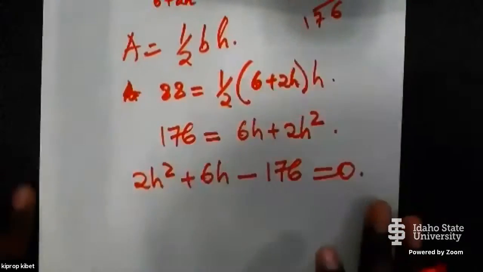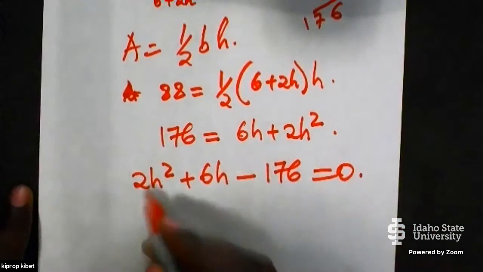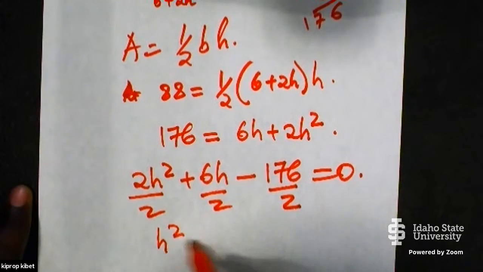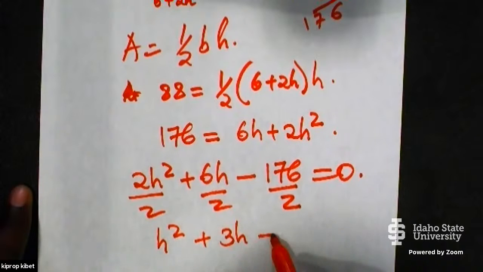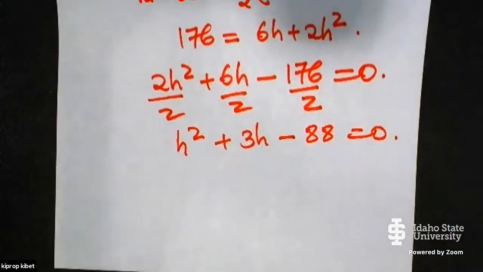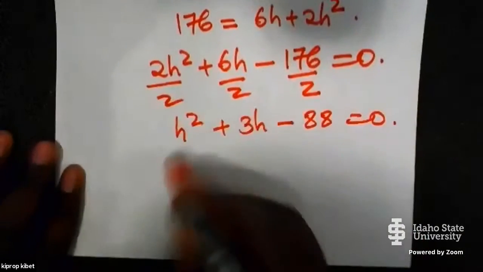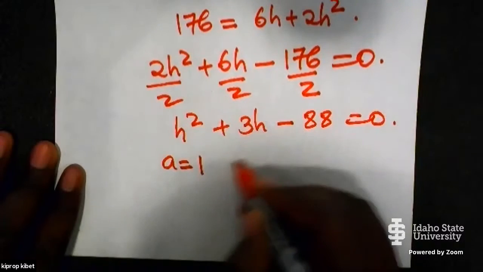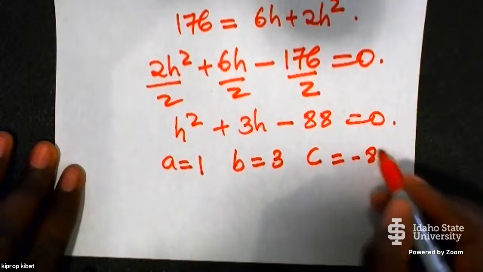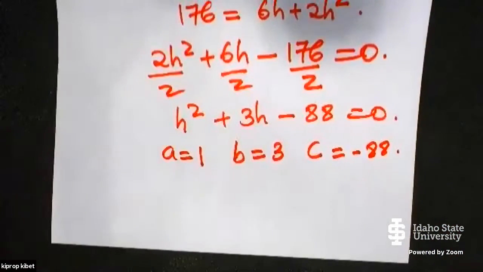To make it simple, you can divide everywhere by 2. Then you get h squared plus 3h minus 88 equals 0. Now you use the quadratic formula to solve. So a in our case is 1, b equals 3, and c equals minus 88.